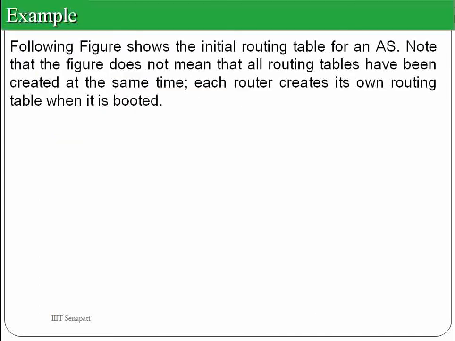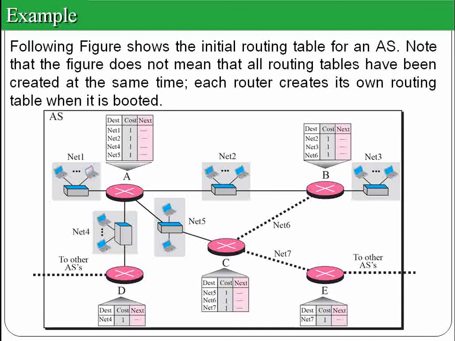Now see, let us consider this example where these are certain routers. This is one autonomous system, and we are discussing the distance vector algorithm, where this is the initial condition. What I'm saying is each router creates its own routing table whenever it is booted. So it is not necessary that it is synchronous, that all of them have to create at the same time. No, they will create whenever they boot.